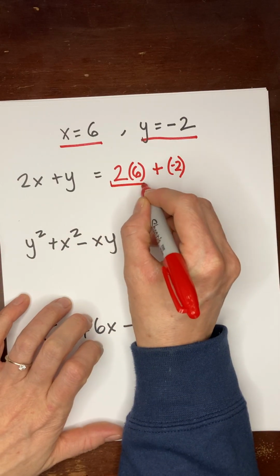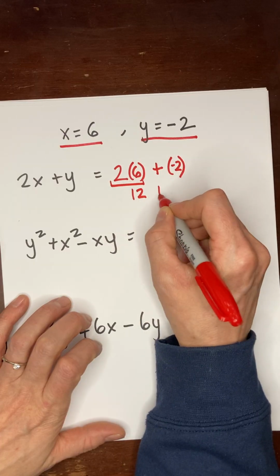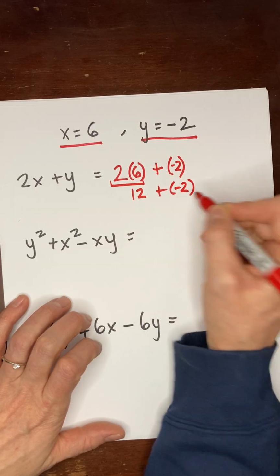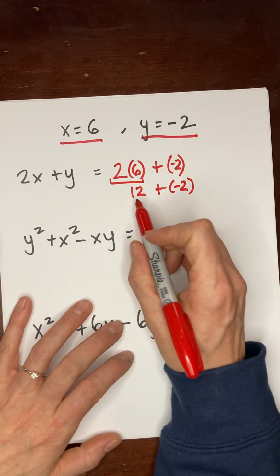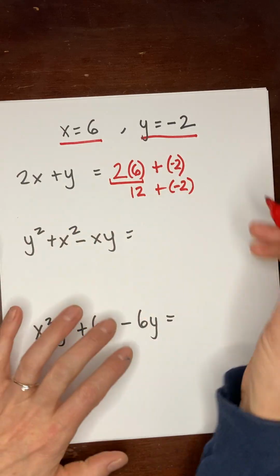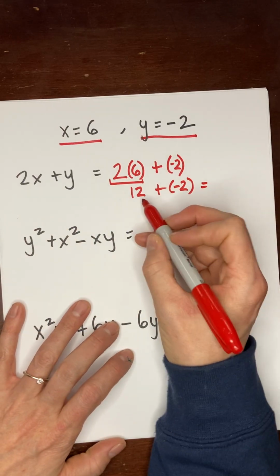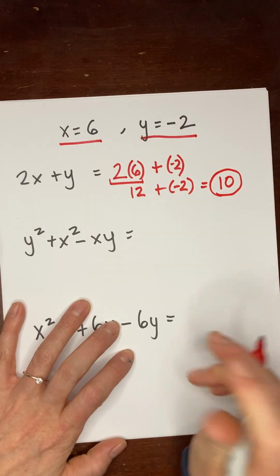So I need to do this before I do the addition. 2 times 6 is 12 plus a minus 2. All right, now I'm using my knowledge of adding and subtracting signed numbers. So a positive 12 and a minus 2. That means we're going to subtract, find the difference. 12 minus 2 is 10. So there's my final answer.